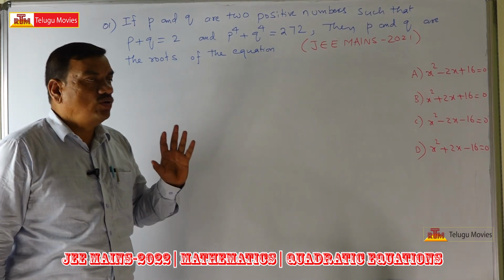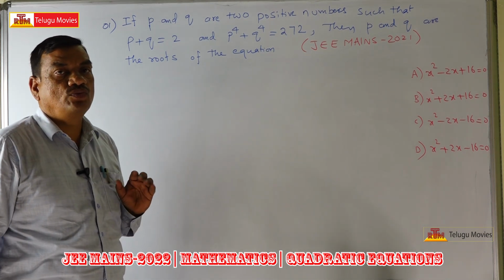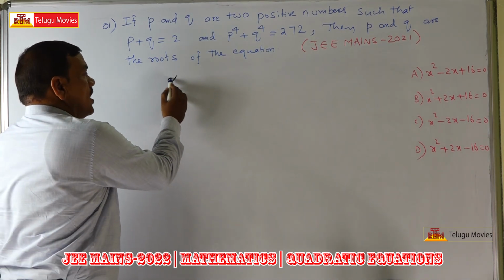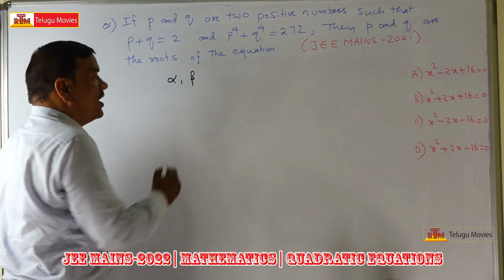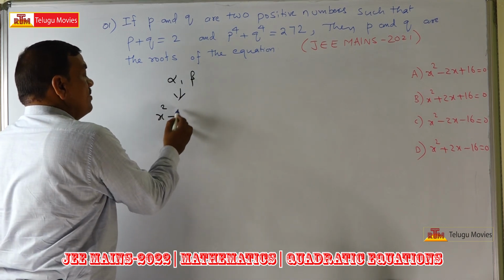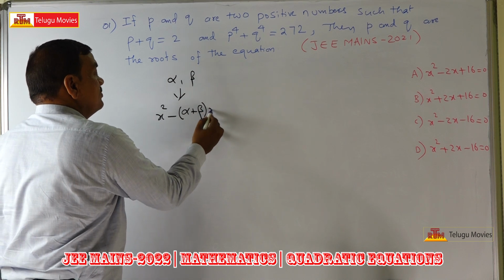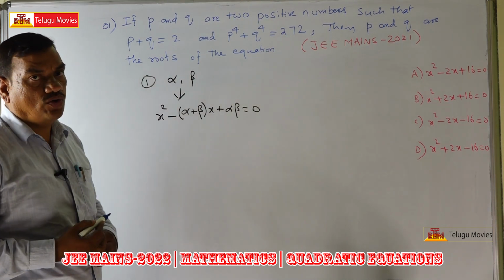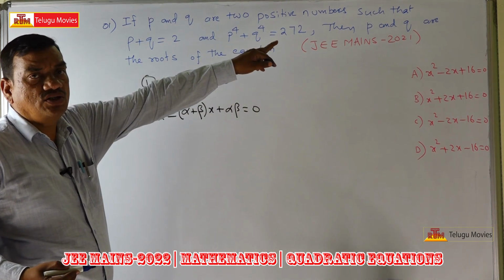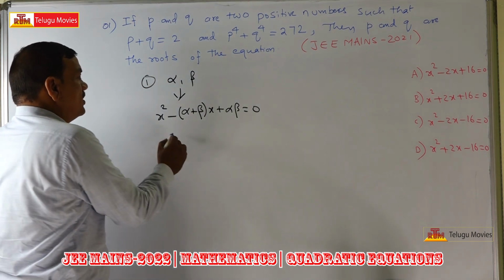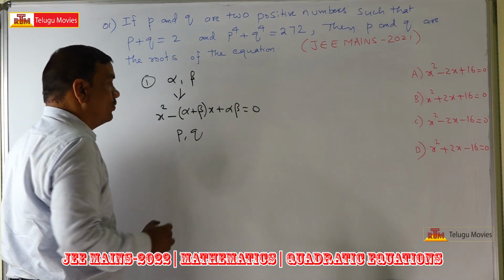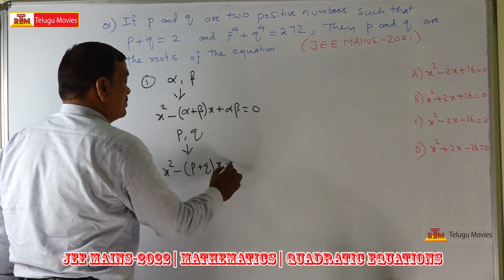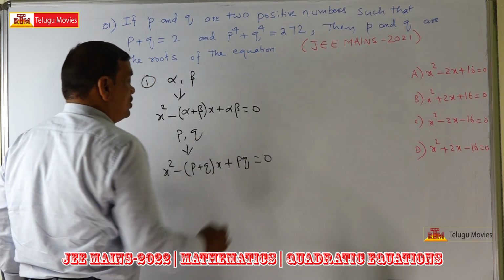If you want to find the solution of this problem, you should know one basic idea. The quadratic equation whose roots are alpha and beta is x square minus (alpha plus beta) times x plus alpha into beta is equal to 0. This is the first thing you have to know. Here what are the numbers you are given? P and Q. Therefore, the quadratic equation whose roots are P and Q is x square minus (P plus Q) into x plus PQ is equal to 0.